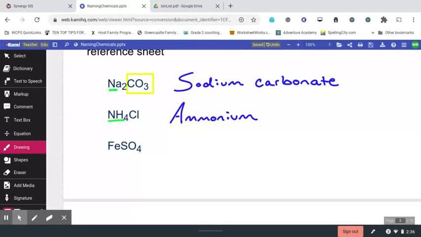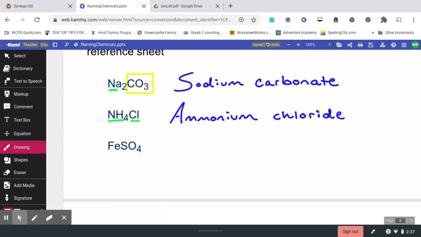And then Cl is not really a polyatomic ion. So don't forget the old stuff, even though you learn new stuff. That's just going to be chloride. So ammonium chloride is the name for that formula.